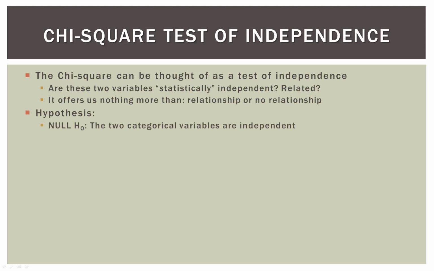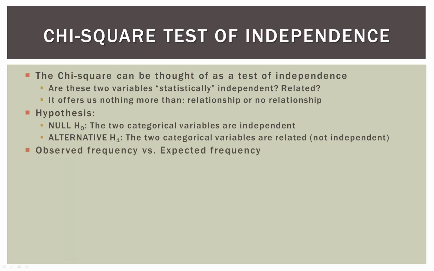We have two hypotheses. We have the null hypothesis, which says that the two categorical variables are independent, so no relationship. And our alternative, which says the two categorical variables are related, so they are not independent.